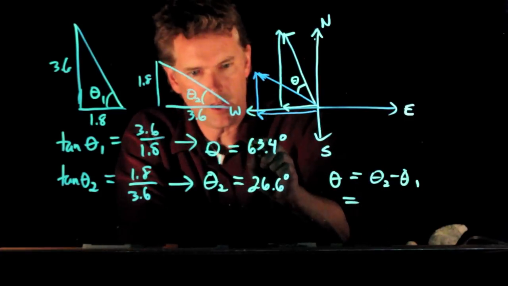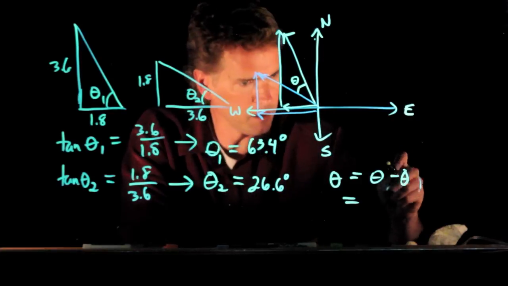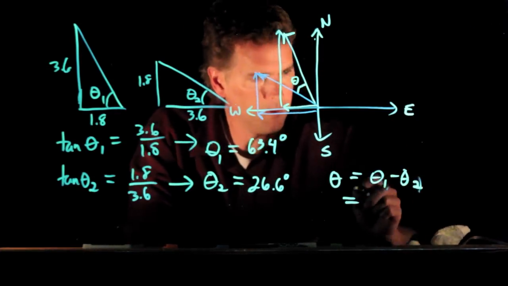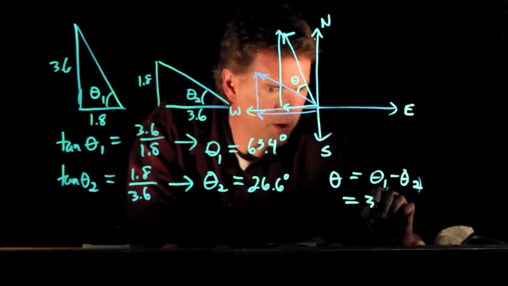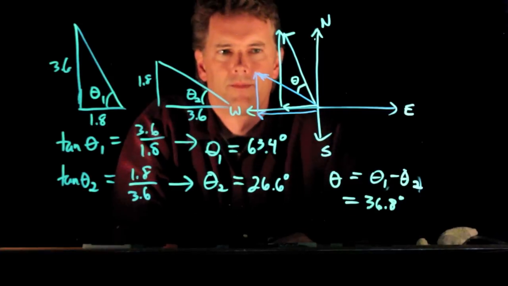And that's our theta 2, and that's theta 1. Let's switch them so we just get a positive number here. I think we want a positive number, so we'll do theta 1 minus theta 2. And if you take that difference, you should get 36.8 degrees. All right.